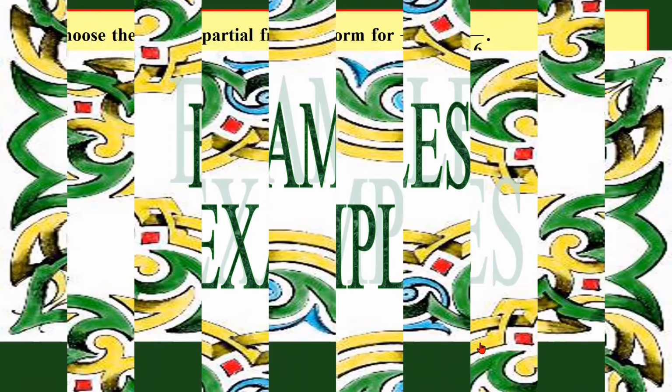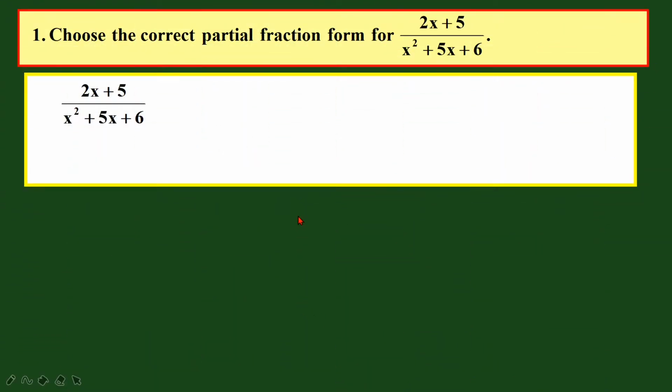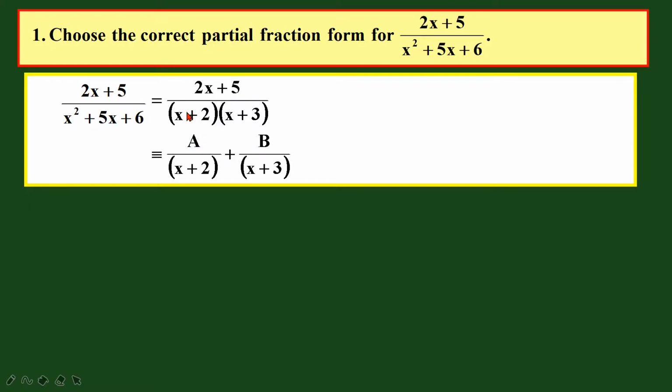Let's look at the questions. Let's say I want you to find the correct format. The first thing that you do when you get a rational function is to check the denominator. Once you get the denominator, make sure whether it can or cannot be factorized. For this case, it can be factorized. If it can be factorized, then the format that I'm going to need here is A over one of the brackets plus B over another one of the brackets.